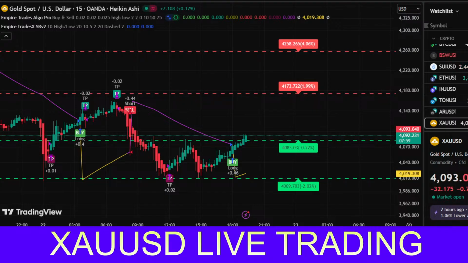Inflation rates, measured by indicators like the Consumer Price Index, CPI, and Producer Price Index, PPI, impact currency value by affecting purchasing power. Moderate inflation is generally positive, but high inflation can weaken a currency. Interest rates, set by a country's central bank, are crucial as higher rates attract foreign investment, increasing demand for the currency.